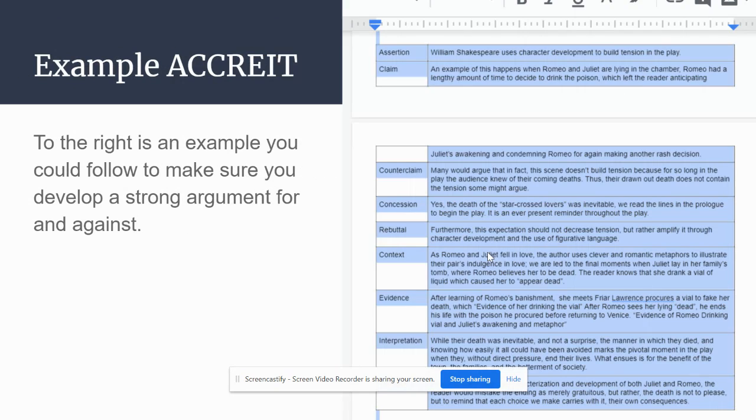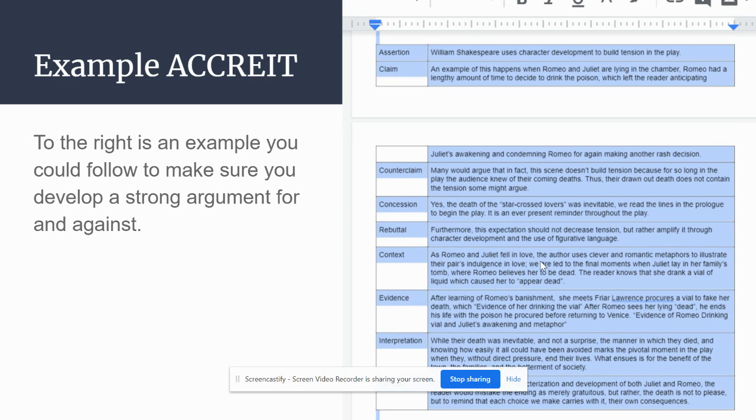As Romeo, now here's my context, okay? I gave my claim. I understood the parameters of how somebody might create a counterclaim. I conceded a point, right? I acknowledge in my concession the counterclaim. My rebuttal, right, then says, you know what, but I don't buy it. I'm sticking with what I believe. And then I move into my context.